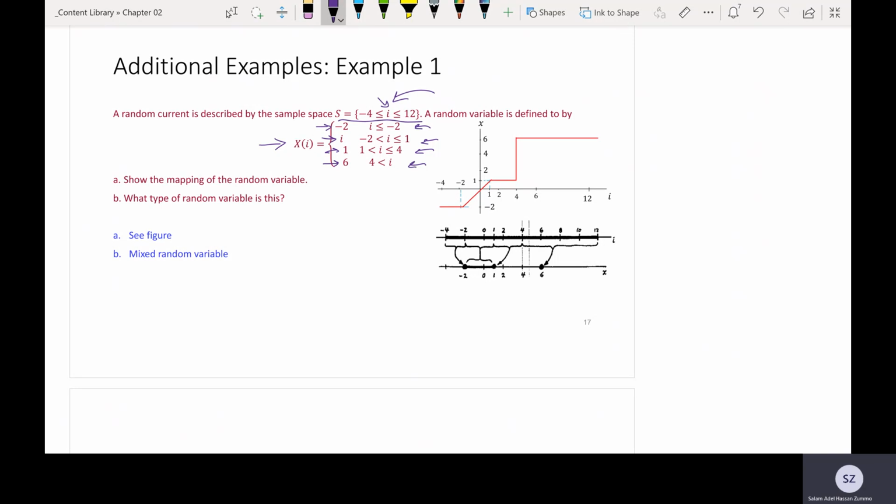So now the question here is to show the mapping of the random variable from the sample space, and what type of random variable it is. Is it discrete, continuous, or mixed?